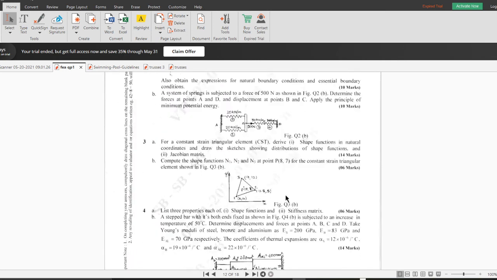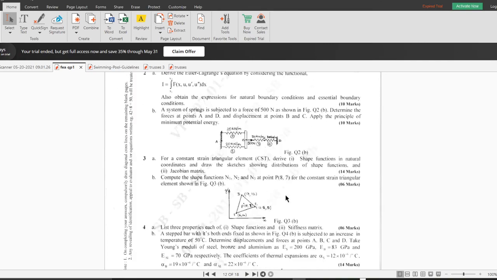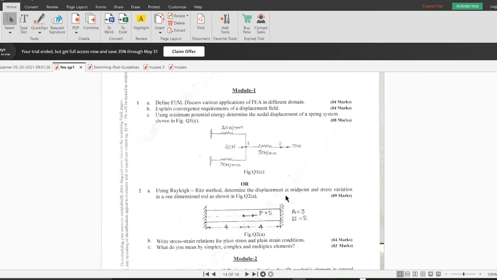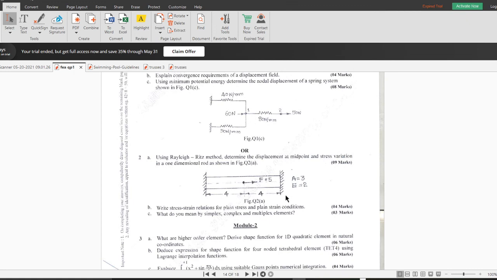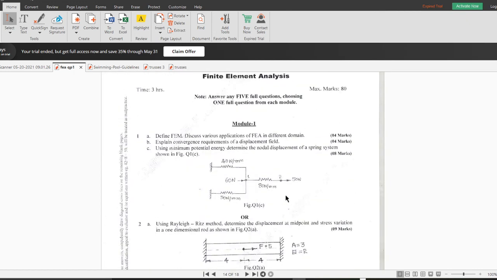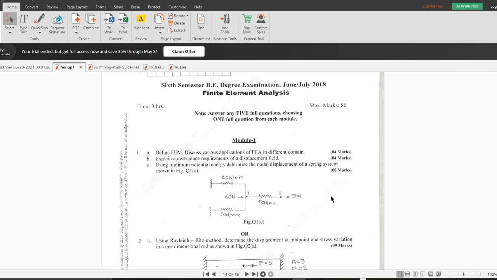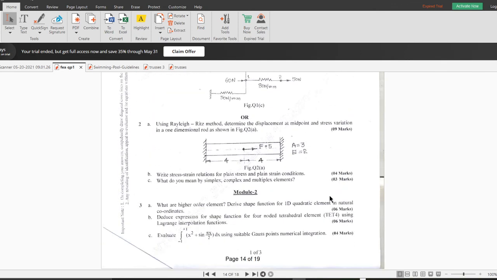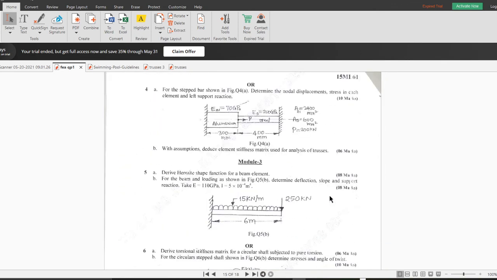Next, the 15 scheme. Only the 15 scheme you refer to. In this 15 scheme, they gave the bar problem: deduce with assumptions the element stiffness matrix used for the analysis of the truss, 6 marks. Assumptions.